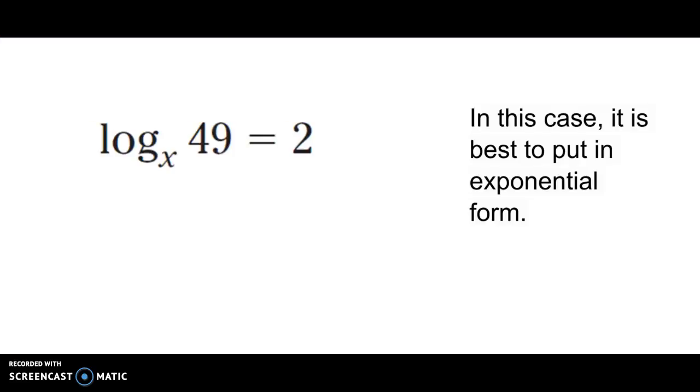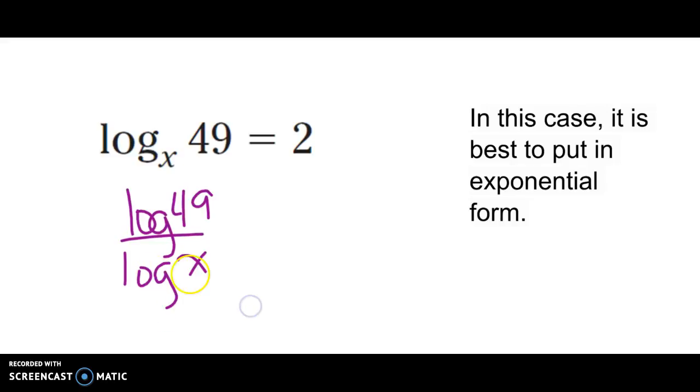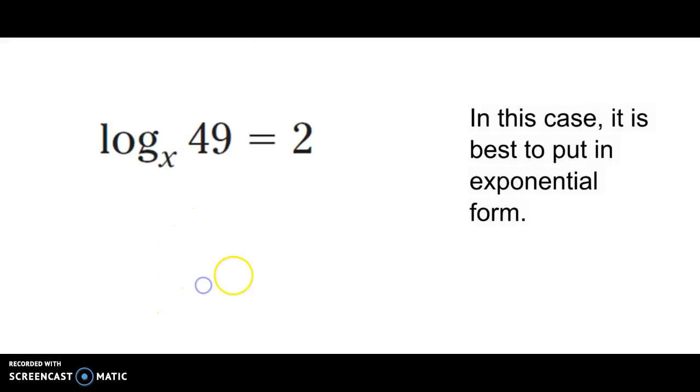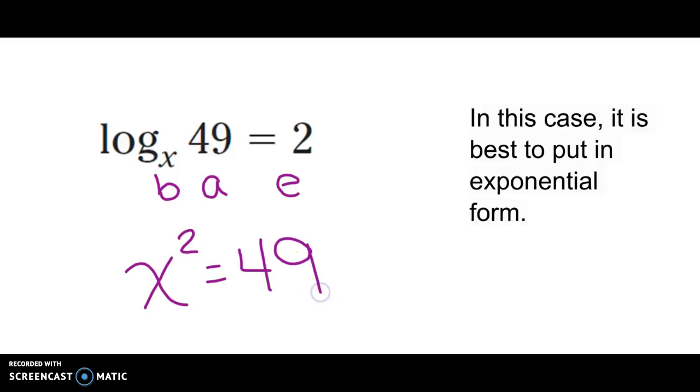All right, so let's try this one. Now, this one's a little harder. If we tried to do log of 49 over log of x, we don't have those tools yet to figure that out. So we're going to put it in exponential form. Remember, this is your base, this is your answer, this is your exponent. So our base is x, our exponent is 2, and our answer is 49. So we're basically saying x squared is 49.